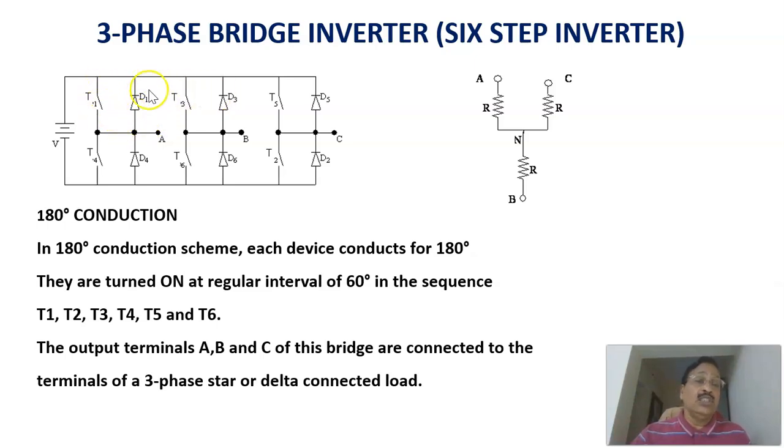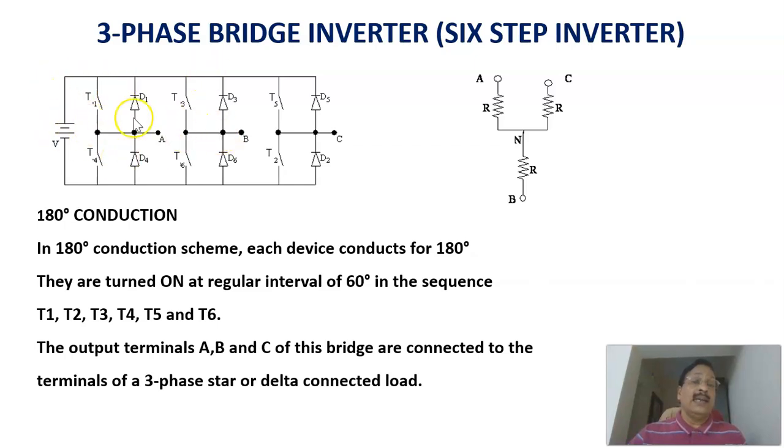That is, across each switch there will be feedback diodes. And this is the DC input voltage. The load is connected between these 3 points, like a star connected load, and the load windings are connected at these points. Therefore, AC voltage is available here, and this is the DC input voltage.